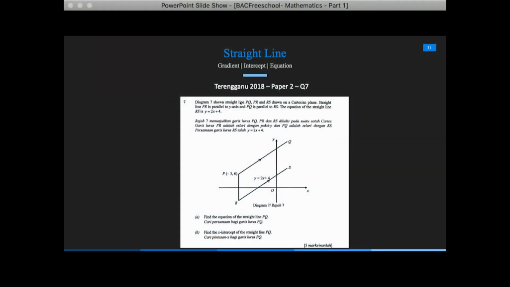If you want to find the equation of PQ, it's quite easy, right? Parallel means having the same gradient. So the gradient for this line will be 2. If you have the gradient and you have the coordinate, plug into y equals mx plus c. Just y equals 2x plus c, and then substitute this into x and y, find c, substitute back. You got this one. X-intercept of PQ: how to find the x-intercept? Make y equal to 0. That's all. Simple and easy. Okay, you do it yourself.